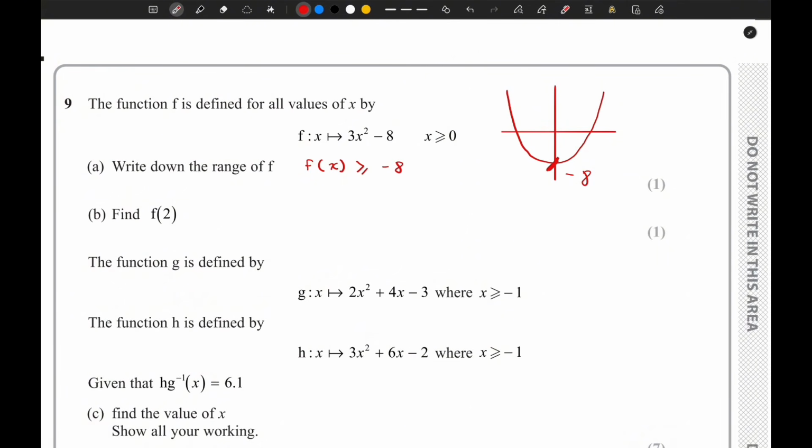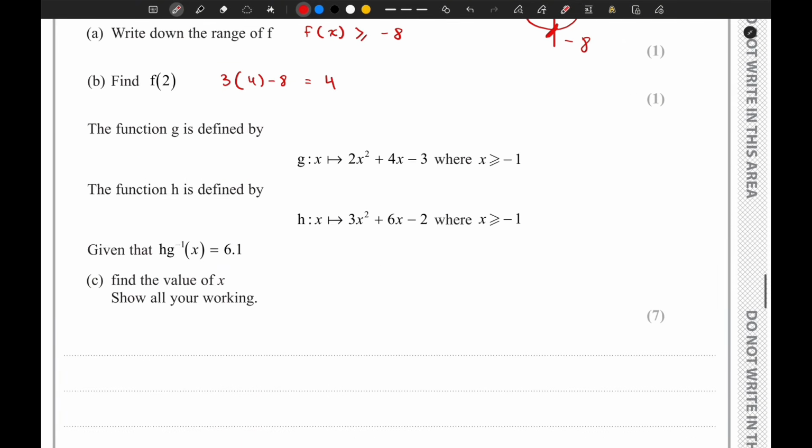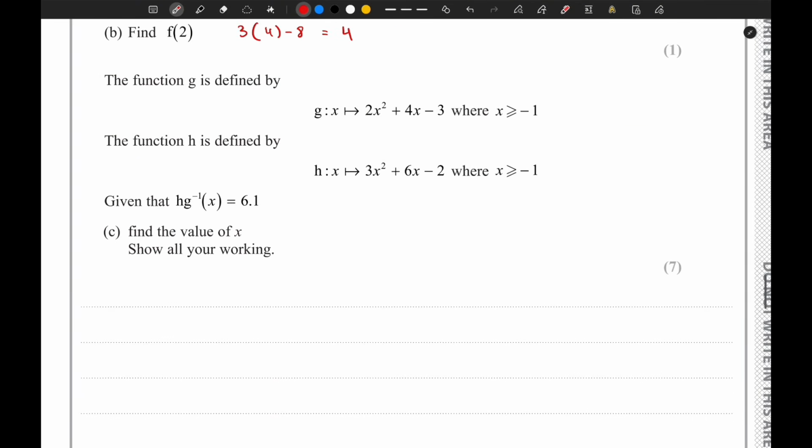Now we need to calculate the value of f(2). So for f(2), that's 3(2 - 4)² - 8, which gives us 4. Alright, the function g is defined by this, and the function h is defined by this. Given that hg⁻¹(x) equals 6.1, which means if you substitute the value of g⁻¹(x) into h(x), you get 6.1.